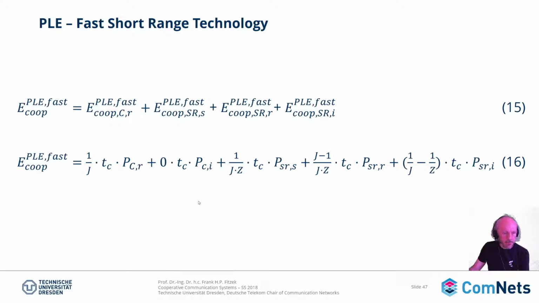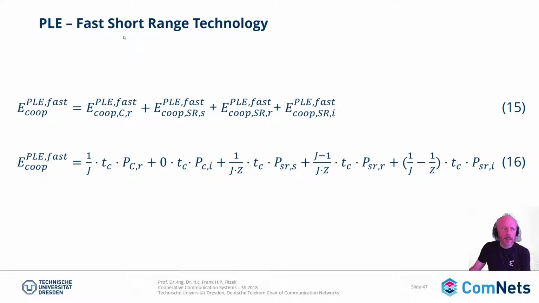You can put this in, and I made it complete to say, this is the second part here of the equation, there is no idle time involved on the cellular. This is important for later. I just put it here so that you can find out what's going on. So 1 over j Tc is the time you will receive on the cellular. 1 divided by jz Tc is the time you have to send. j minus 1 divided by jz is the time you're receiving. And then idle time is 1 divided by j minus 1 divided by z. Okay, that seems to be easy.